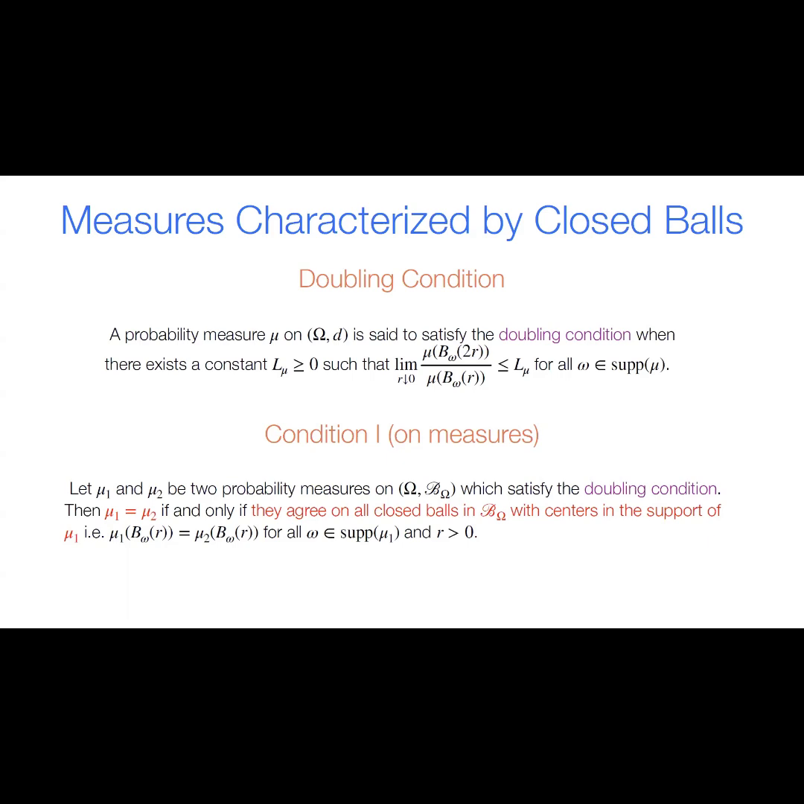This is a very mild condition, and as long as the underlying measures satisfy it, the measures will agree as long as they agree on all closed balls centered at the support of either distribution. And that one is going to be important later. We don't need it for all the points in your space. It's enough to just have them agree on balls centered in the support of one of the distributions.